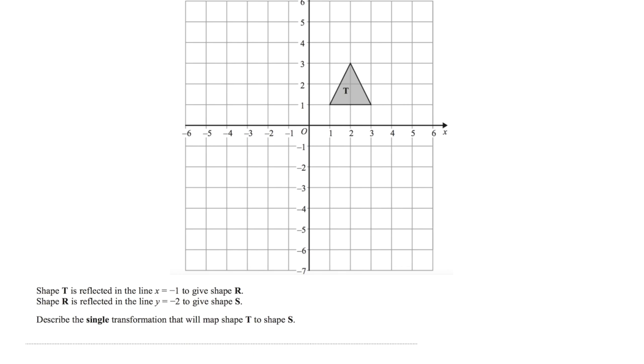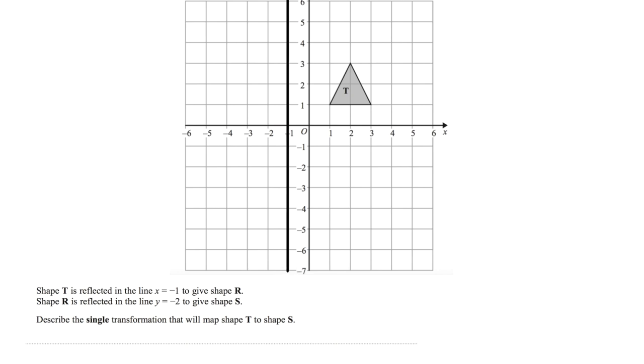Question 7. Shape T is reflected in the line x equals negative 1 to give shape R. Shape R is reflected in the line y equals negative 2 to give shape S. Describe the single transformation that will map shape T to shape S. Now the first thing I'm going to do is put the line x equals negative 1 into the graph. So x equals negative 1 is here.